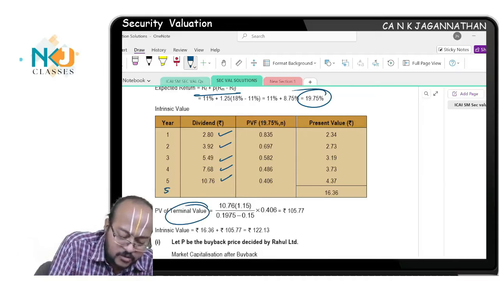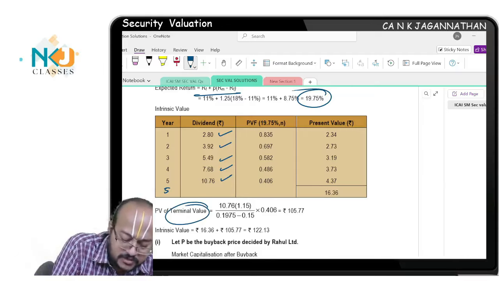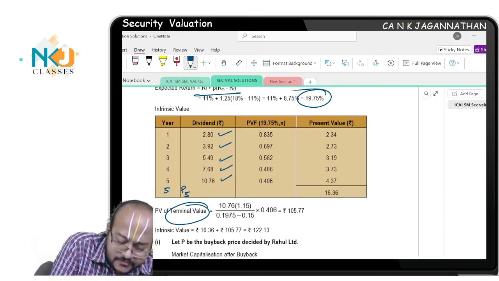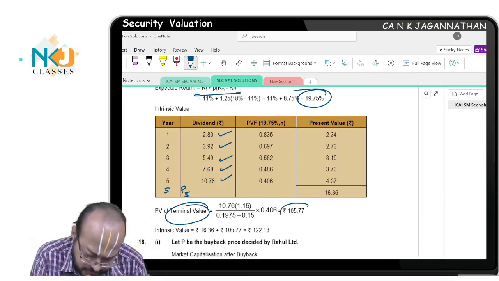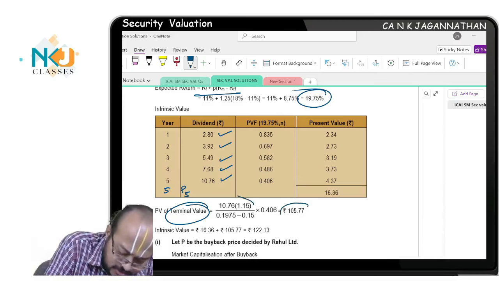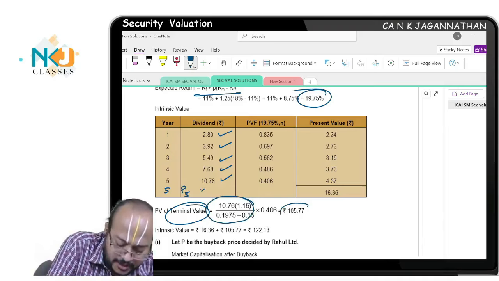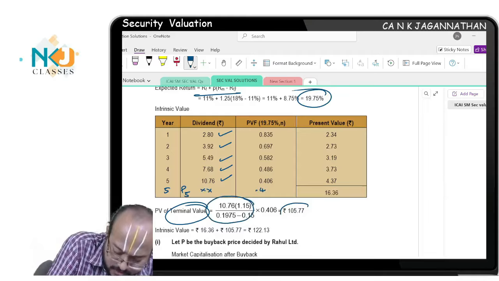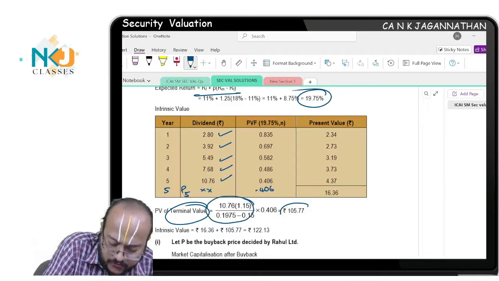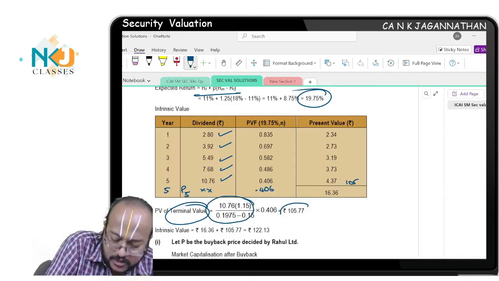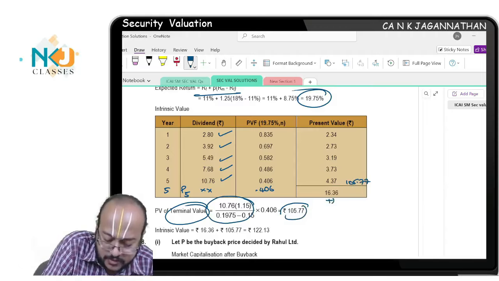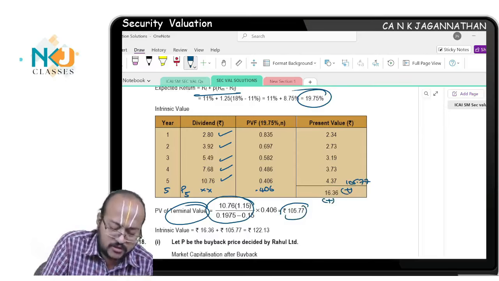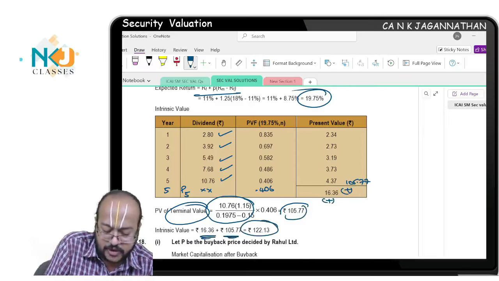Year 5, you can write at the end of year 5. This is nothing but P5. And what is the P5? Present value of terminal value. They have discounted and found out the present value. This amount alone you can compute and write as P5. Then same discounting factor, you will arrive at 105.77, this is the present value. Now you add 16.36 plus 105.77. Okay, that they have added. See, 122.13.